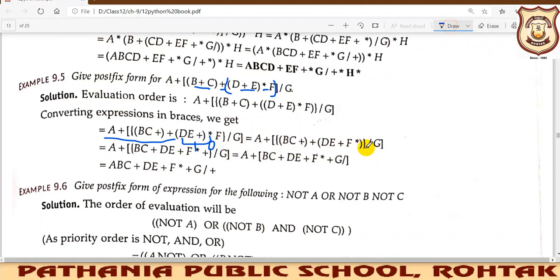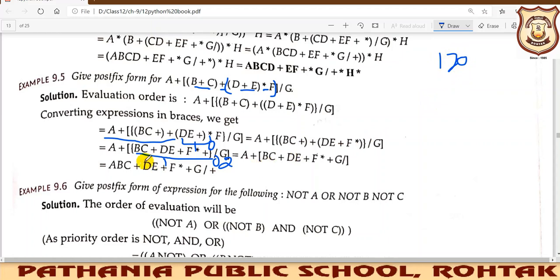You can see this is the complete one bracket, this is another one. Okay, so this one is the one part. So this is operand 1, this is operator, and this is the second operand. Fine. Again follow the same rule: first operand, second operand, operator.